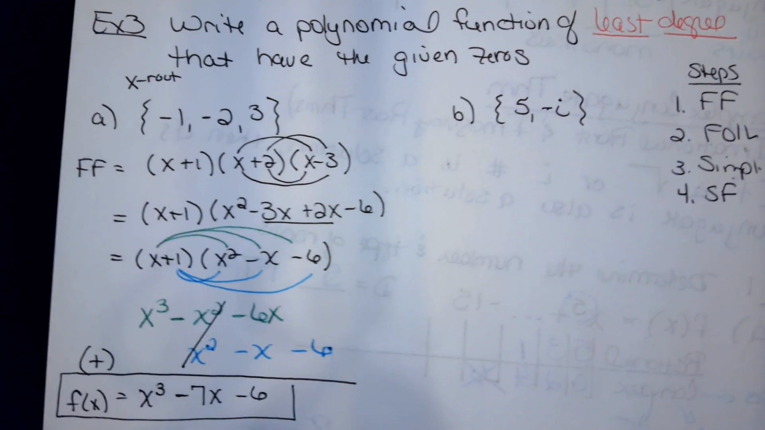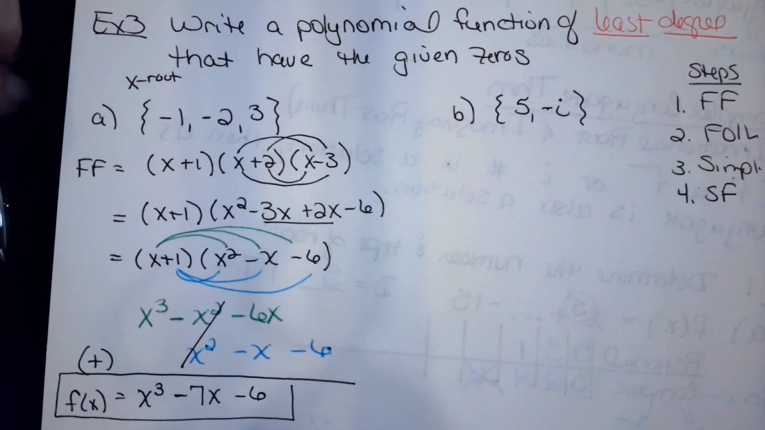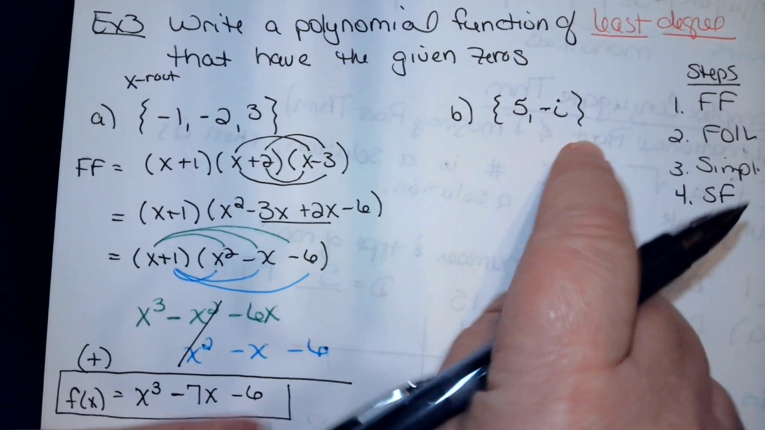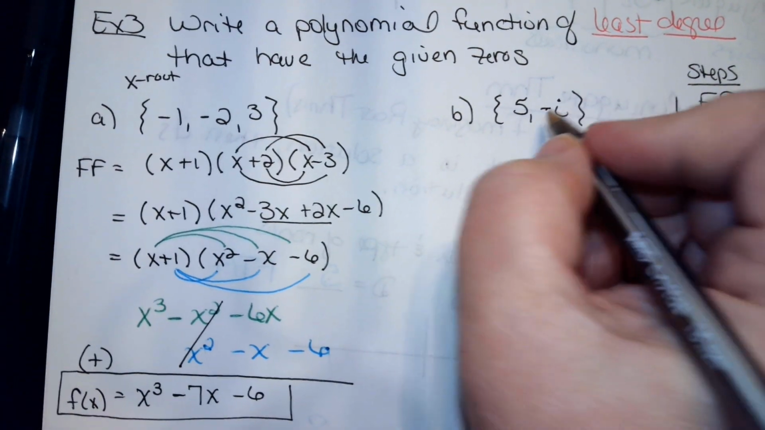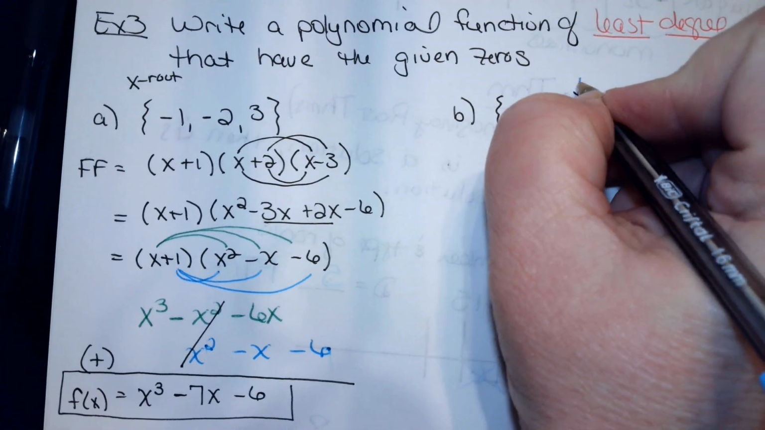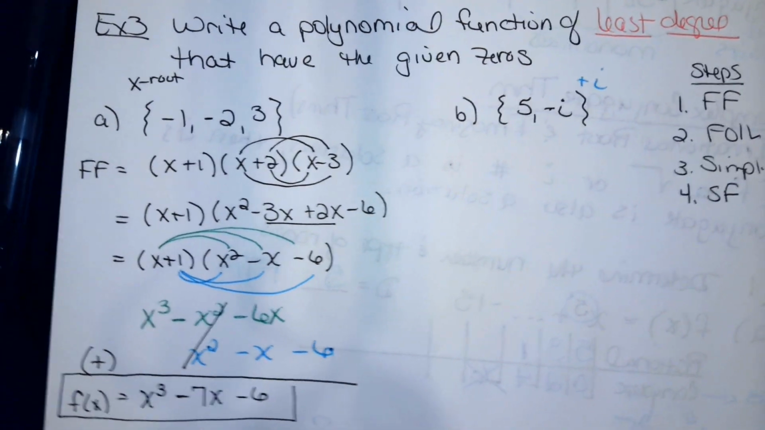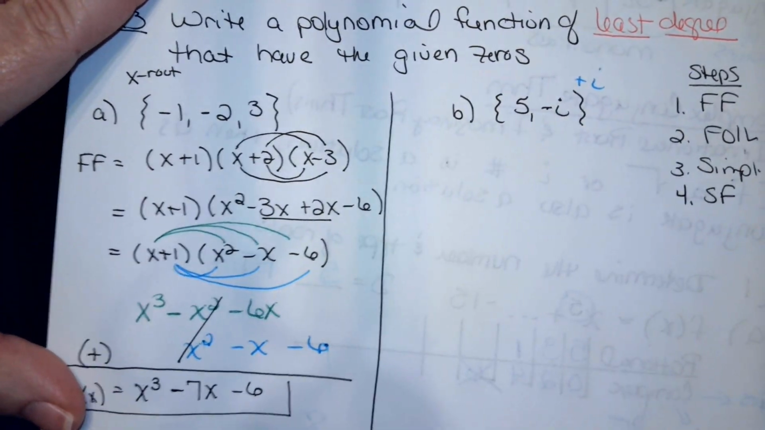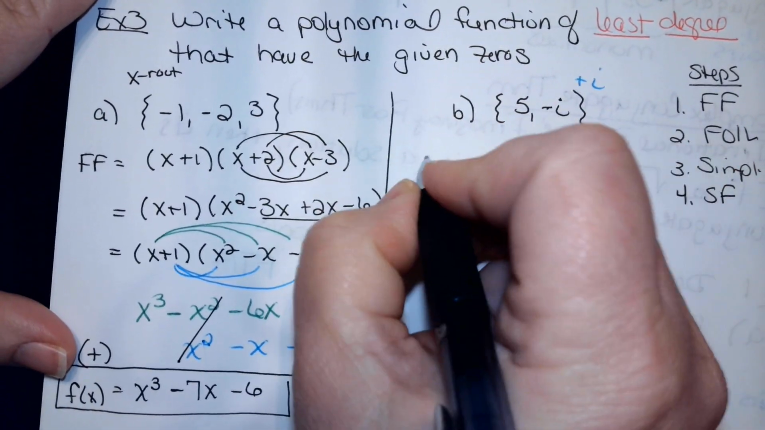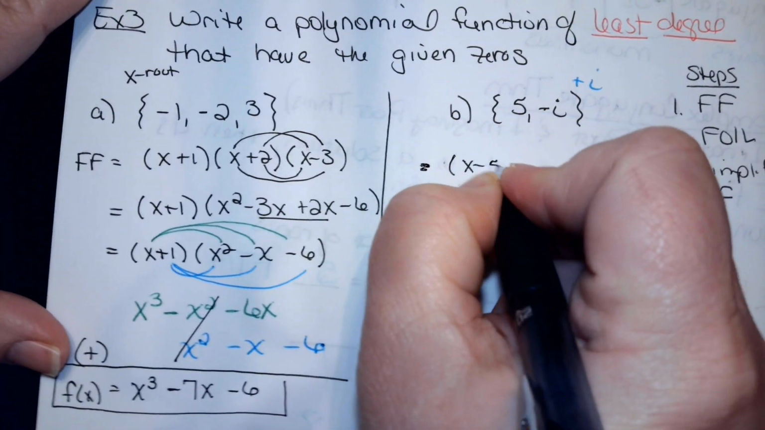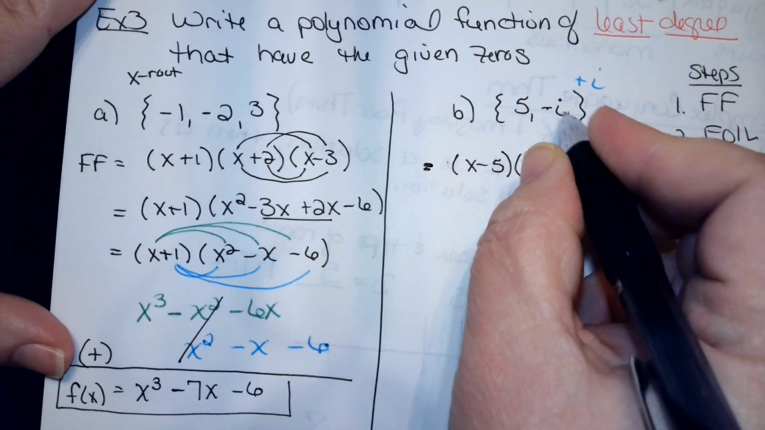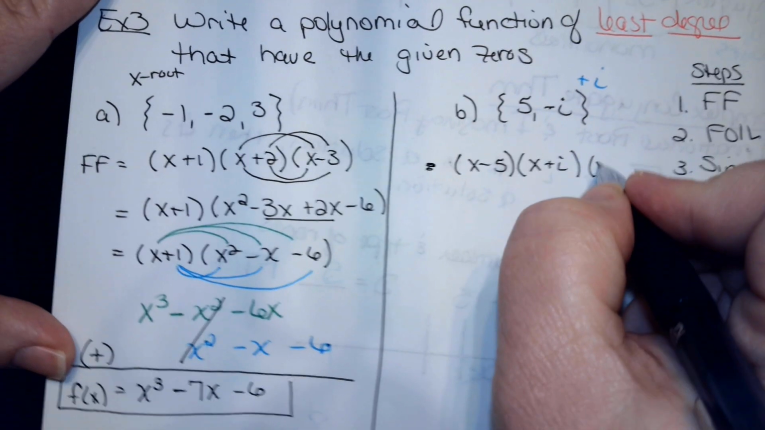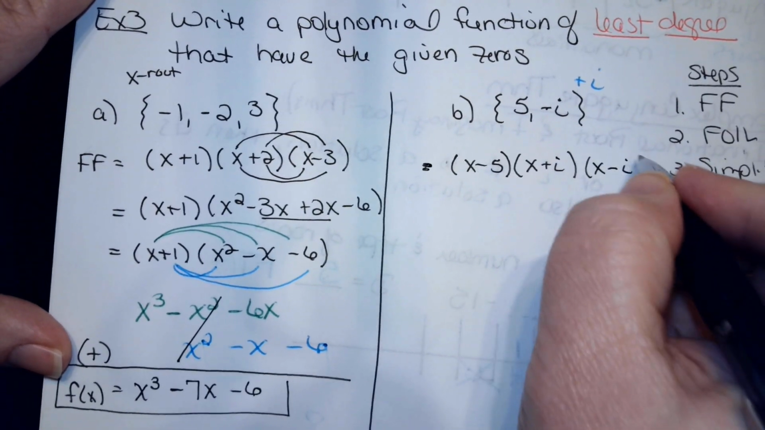Alright, let's look at B. For B, I see that I've got a real number and an imaginary number. So since I got that imaginary number, if I've got a negative i, that lets me know I should also have a positive i as a solution. So we'll come right here, we're going to put this in factor form. Okay, so here we're going to have x minus 5, then x minus a negative i, which gives us plus i, and then x minus our positive i, which gives us a minus i.